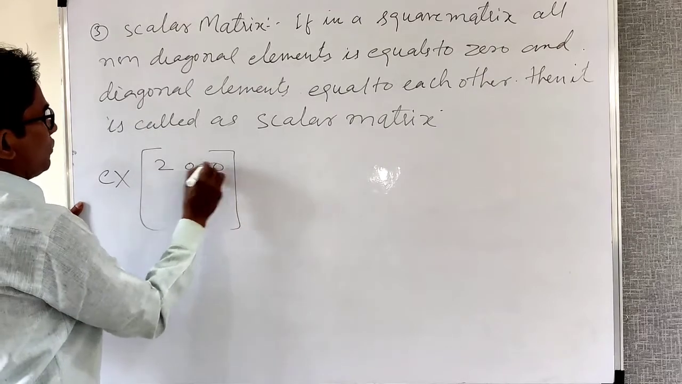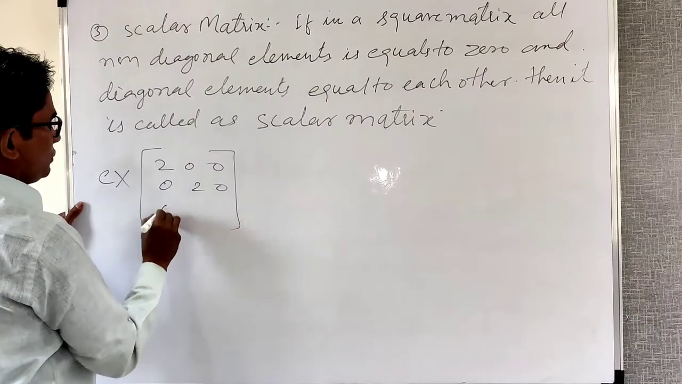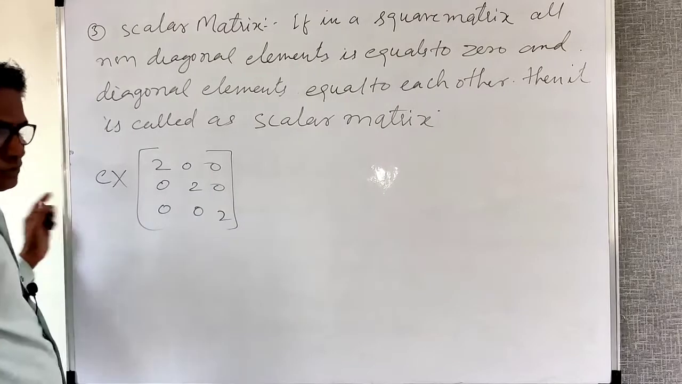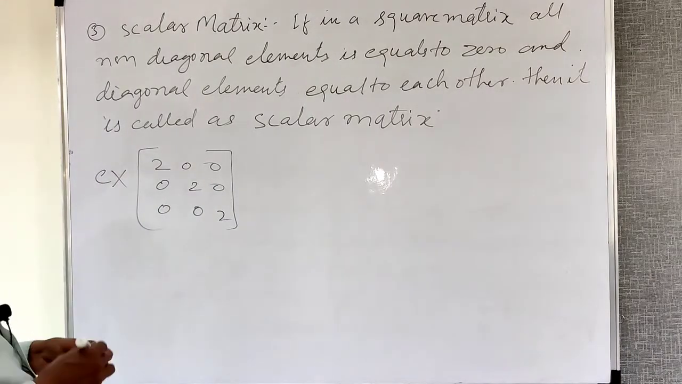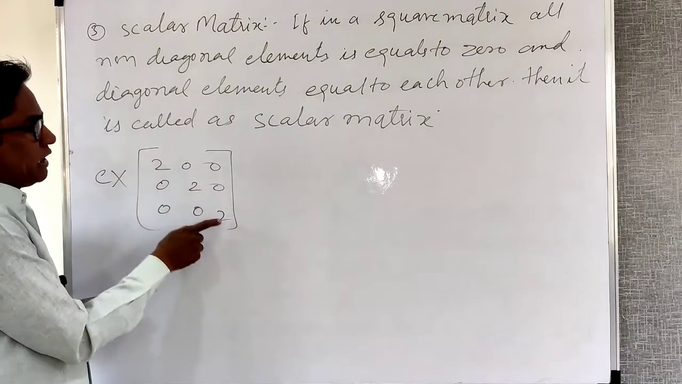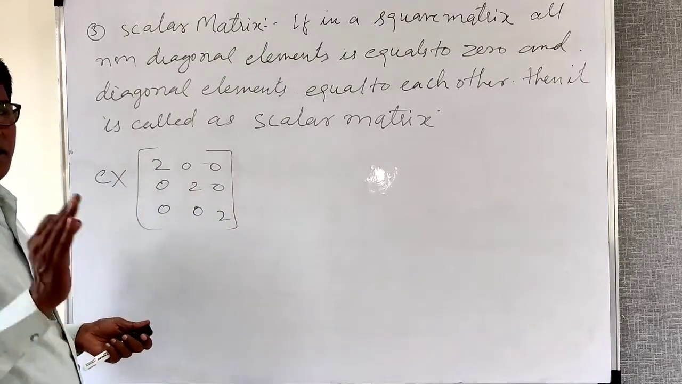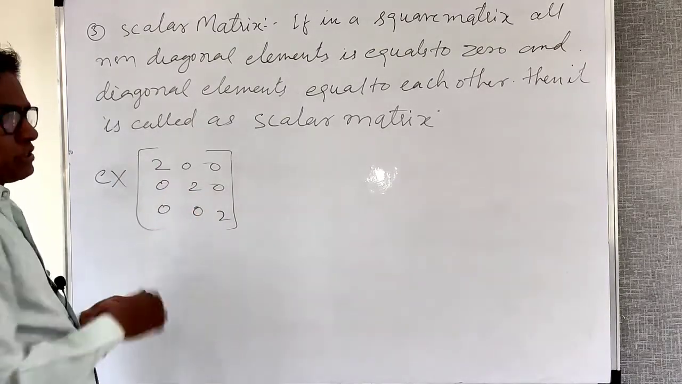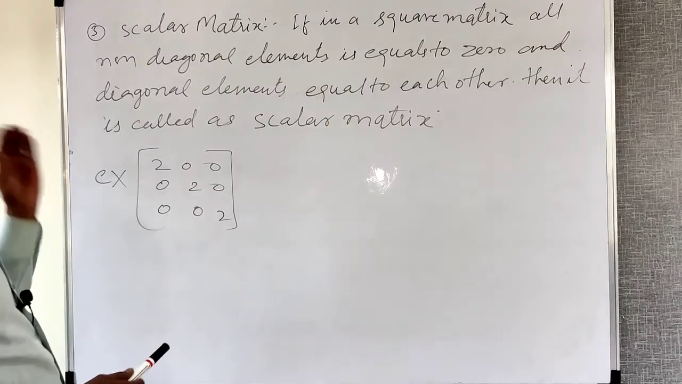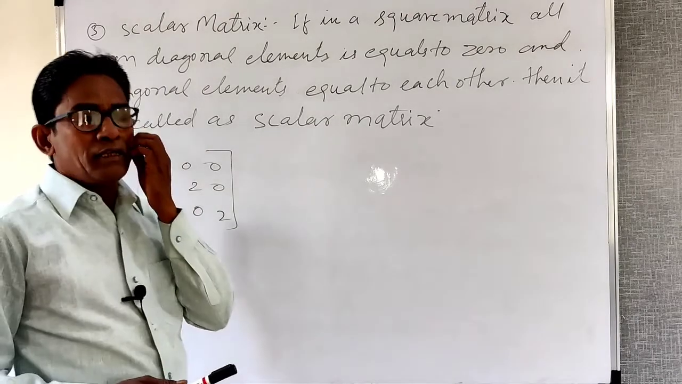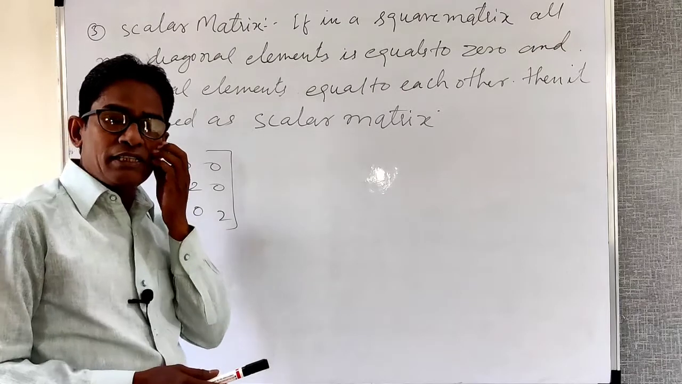2 0 0, 0 2 0, 0 0 2. So this is a scalar matrix. Why? Because the diagonal elements are the same. Diagonal elements should be equal and the remaining elements must be 0, then only we can say that the given matrix is a scalar matrix.